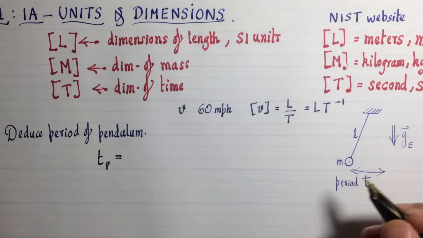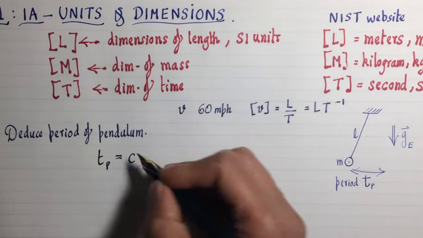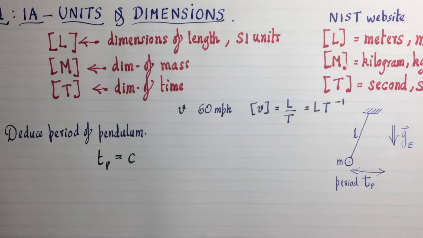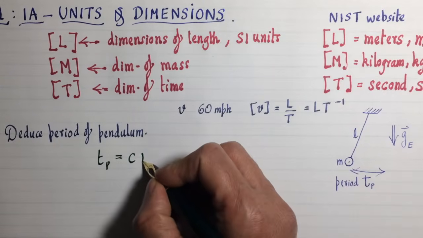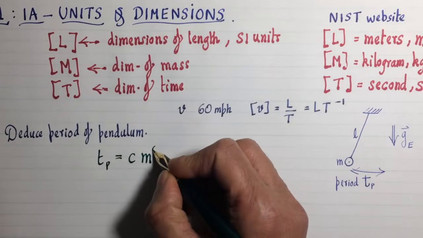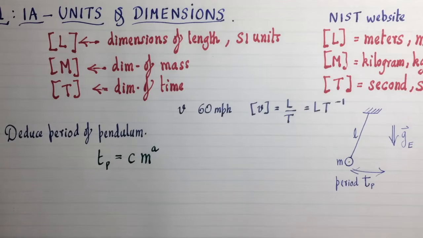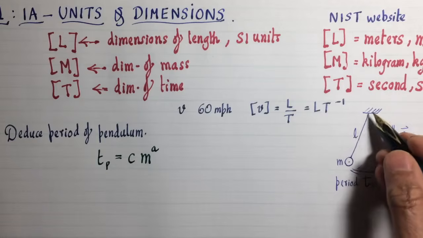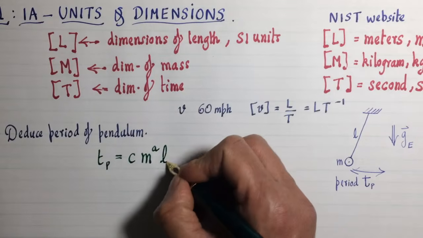So we assume that the period of the pendulum is going to be some constant C, which can be some number, times mass to the power A, where A is a constant we have to determine. It may also depend on length. The longer the string, the more leisurely it may swing. So L to the power B.